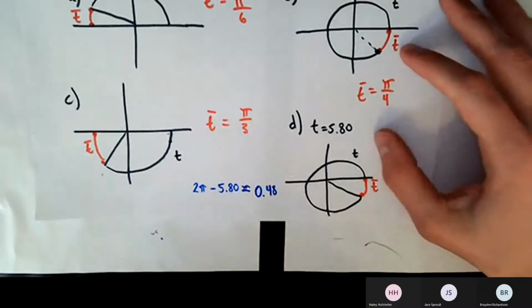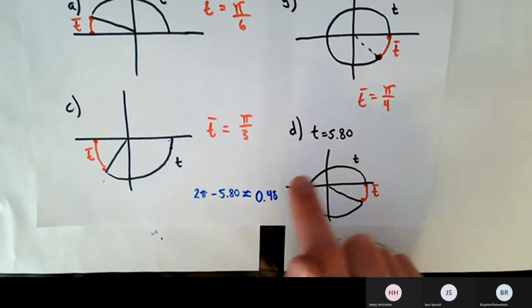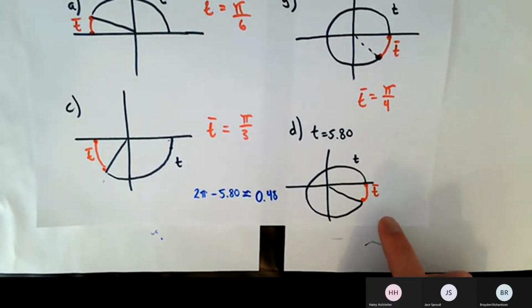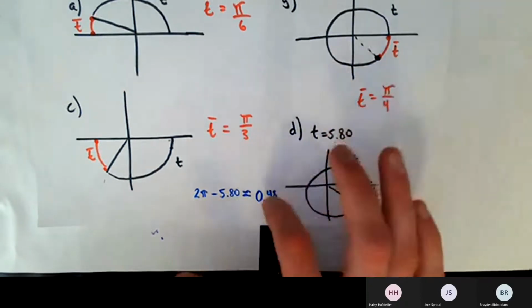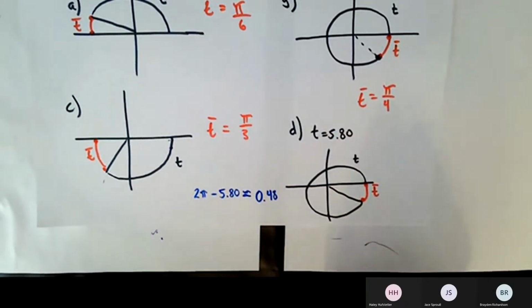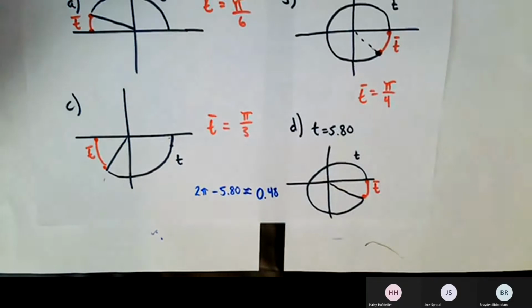When you're dealing with numbers that are not explicitly written as fractional pi values, it can get a little weird, but still just trust the geometry. The necessary thing to know is that a full revolution is 2 pi and a half revolution is pi, stuff like that. That's what got me to this answer. Okay, so that's finding reference numbers.